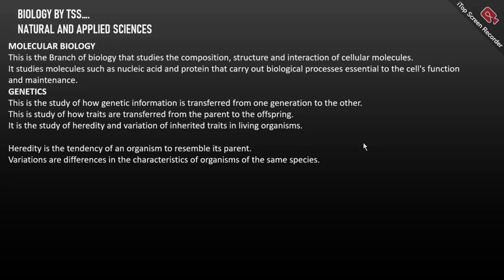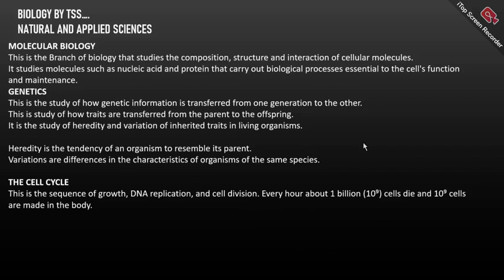Now from there, it is worth mentioning that we're going to talk about the cell cycle. That is where we're going to have mitosis and meiosis. So the cell cycle. What is the cell cycle? This is the sequence of growth, DNA replication, and cell division. Now it's weird. In 1 hour, in your body, about 1 billion cells are destroyed and 1 billion cells are created. Look how powerful God is.